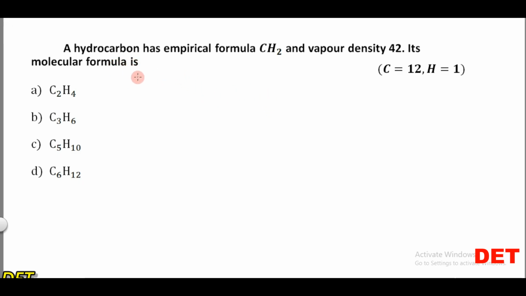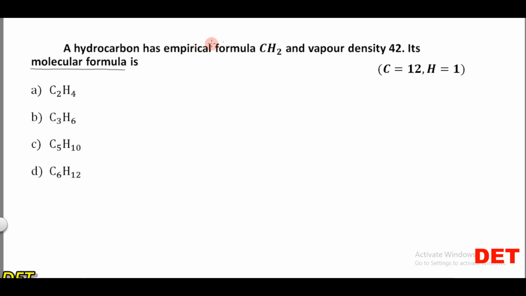All right, so here we have this question: a hydrocarbon has empirical formula CH2 and vapor density 42. Its molecular formula is, and we have options A, B, C, and D. We're given the relative atomic mass of carbon to be 12 and of hydrogen to be 1. So what we're looking for here is the molecular formula of this hydrocarbon.